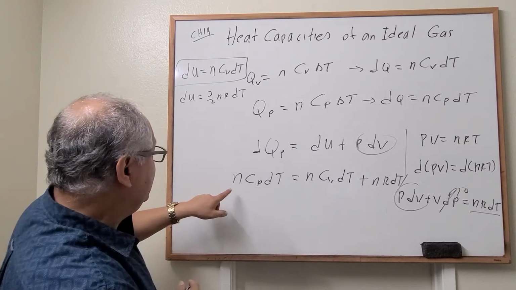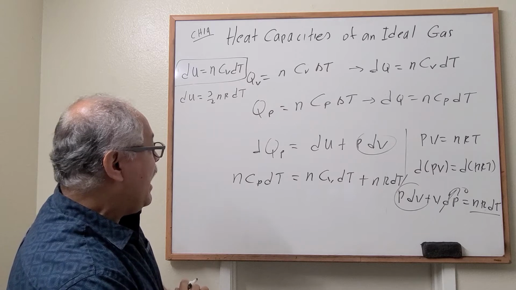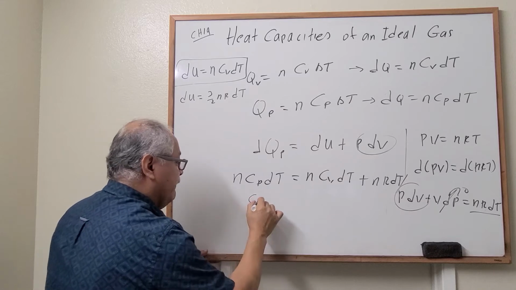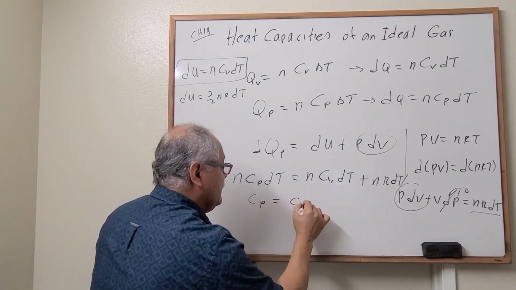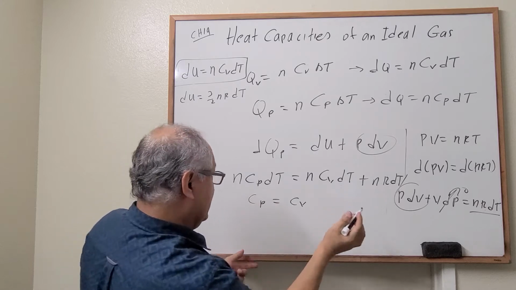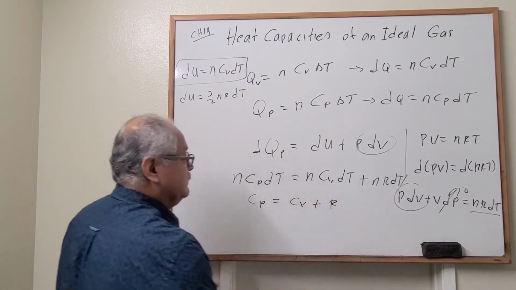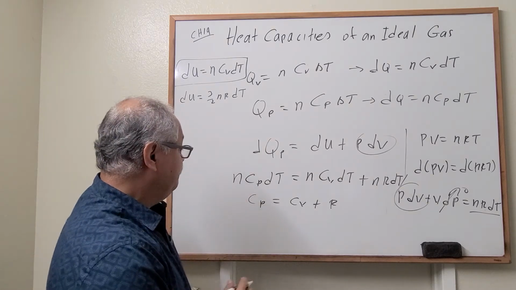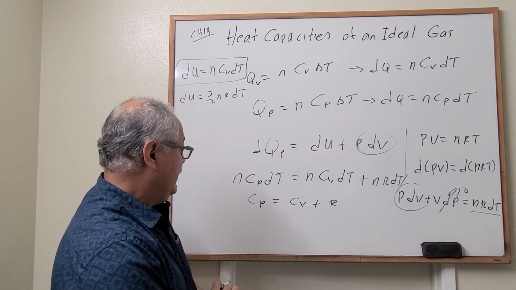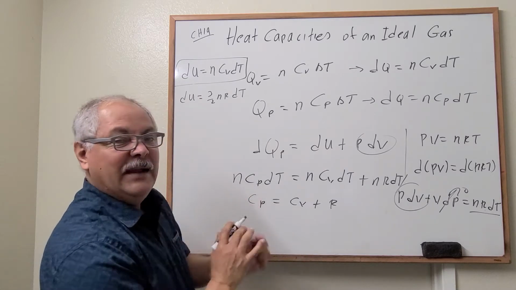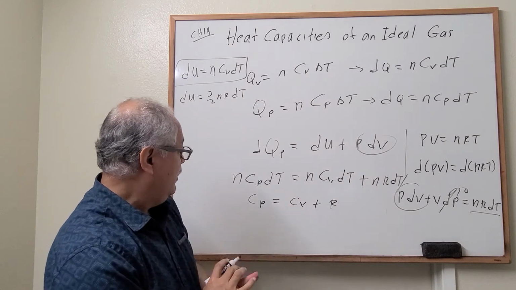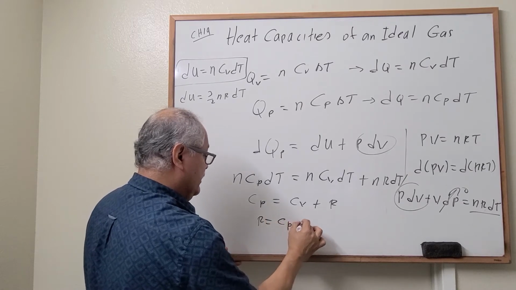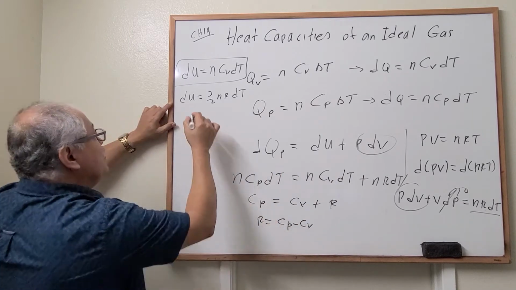Perfect. Then let's divide by n dT. n dT is cancelled, and what do we have? Cp is equal to Cv only plus R, correct? Great. Now we can leave it like that, or solve for R. R is equal to Cp minus Cv, for instance, but that's the most important one.